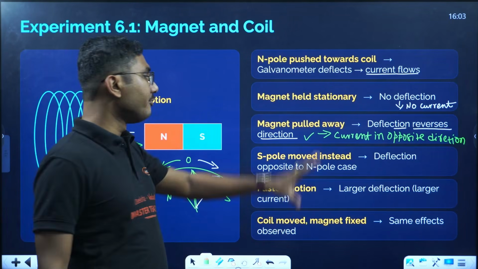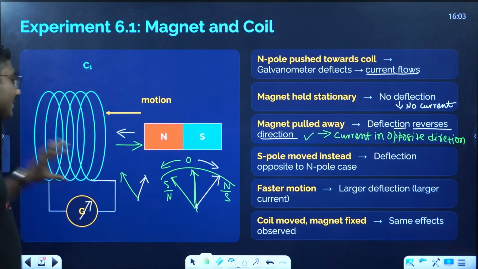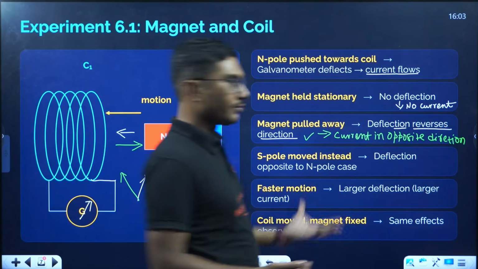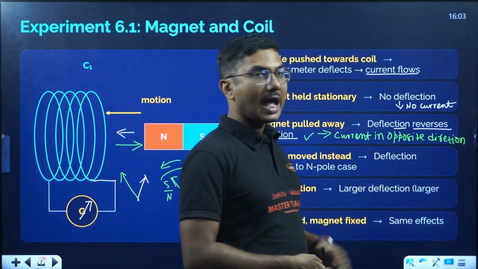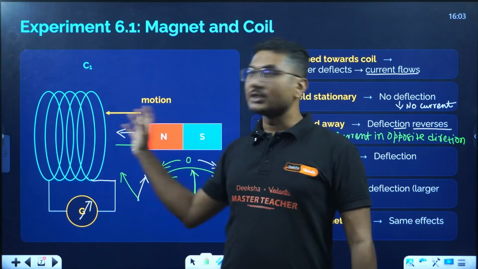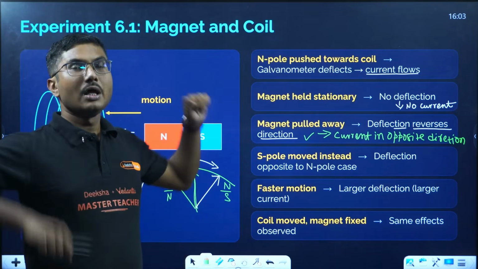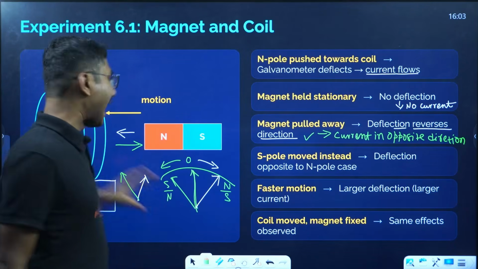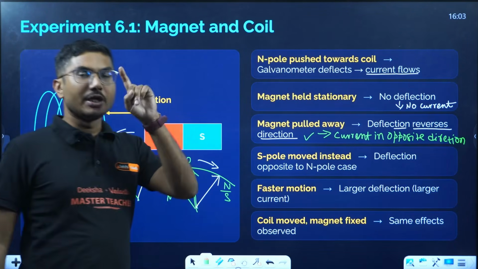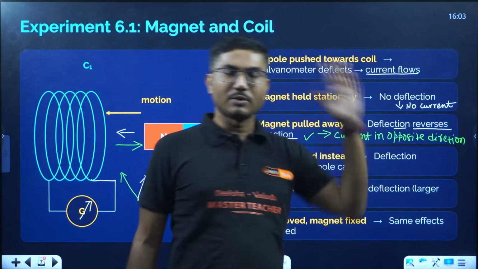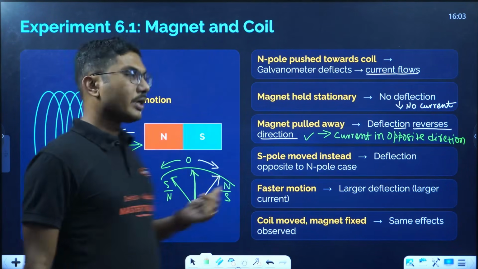Okay, coil moved, magnet fixed. Now the magnet is fixed. If you move the coil, what happens? Same effects as observed. You will get the same effects as if the magnet is moving. So it does not change the effect if you just move the coil. Coil moves or magnet moves, as long as they are moving, you will get a current. Now based on the direction, it can be forward and backward.